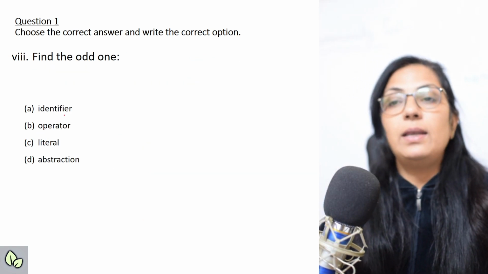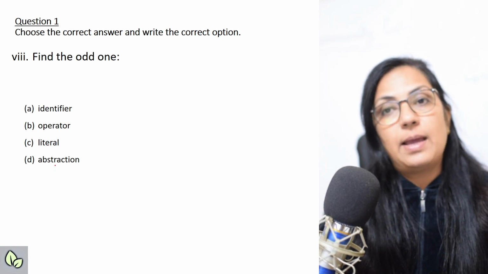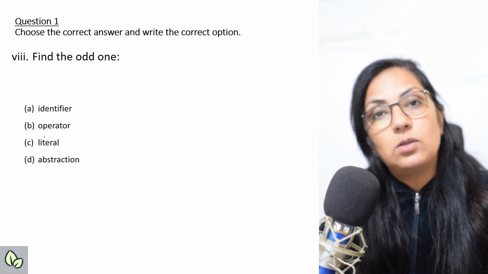The next one, find the odd one. Identifier, operator, literal and abstraction. Children, if you notice here, first three are the tokens of Java.